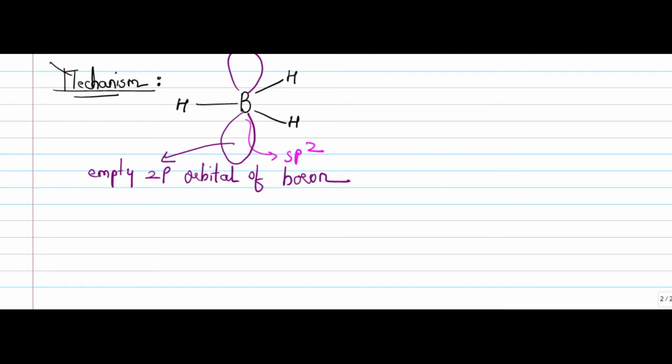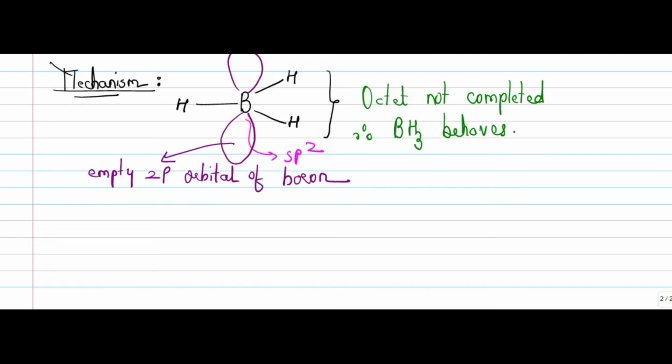Now, having not got its octet completed, and thus having this one empty orbital, the molecule BH3 behaves as a Lewis acid. So octet not completed, and therefore BH3 behaves like a Lewis acid.